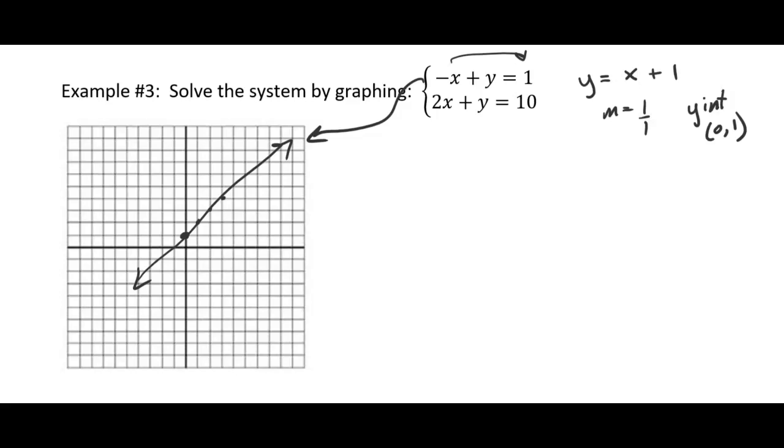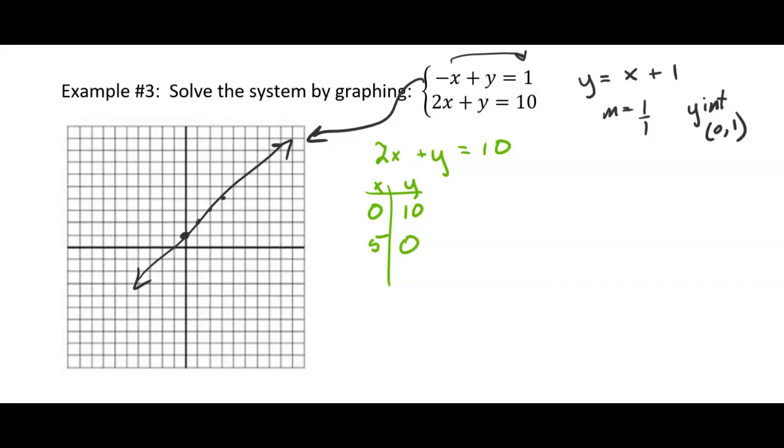Now, I was trying to kind of refresh your mind on the different methods of graphing. So I have 2x plus y equals 10. And I'm going to use the intercept method. So I'm going to make a little table of values, x and y, and I'm going to plug in 0 for x. That gives me 10 for y. And I'm going to plug in 0 for y, and that's going to give me 5 for x.